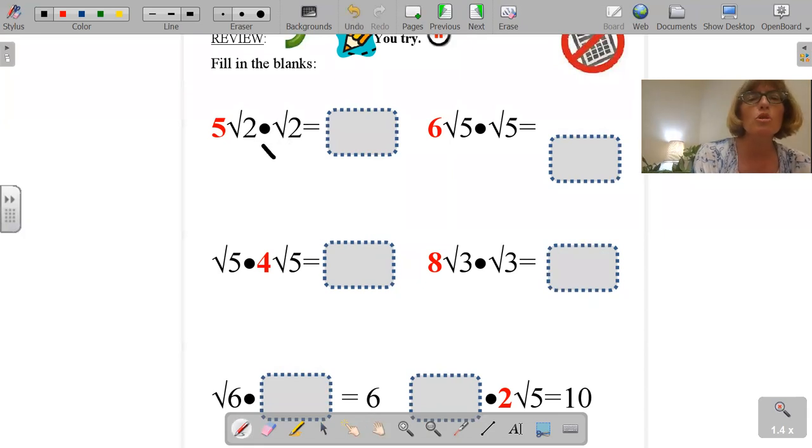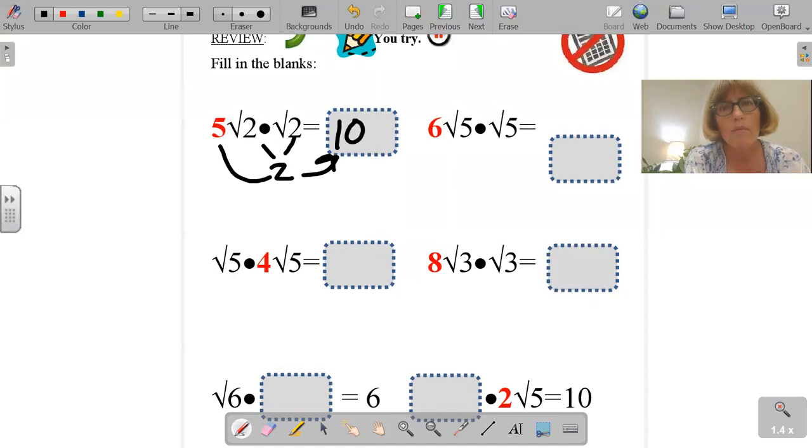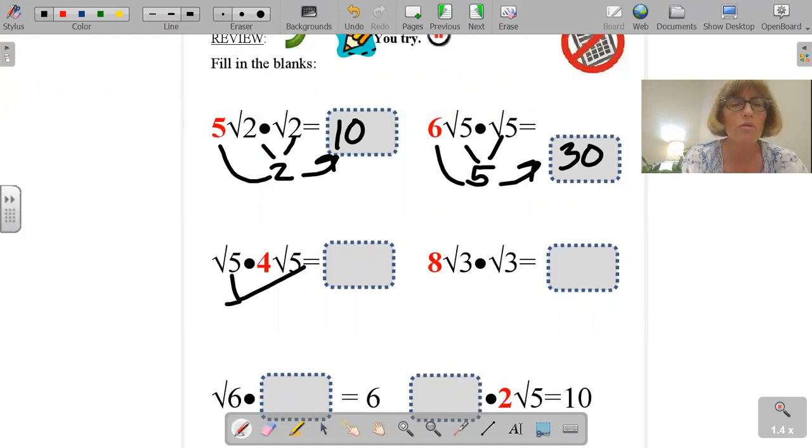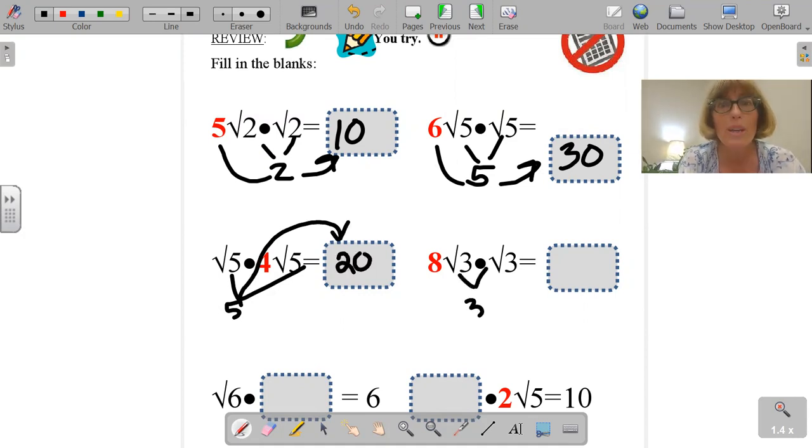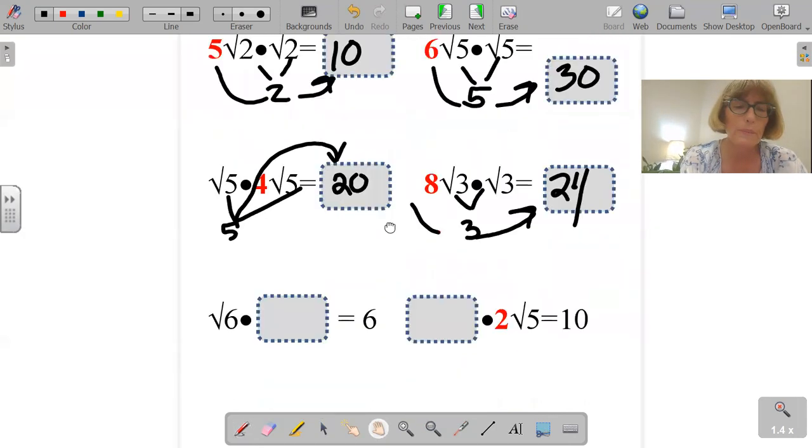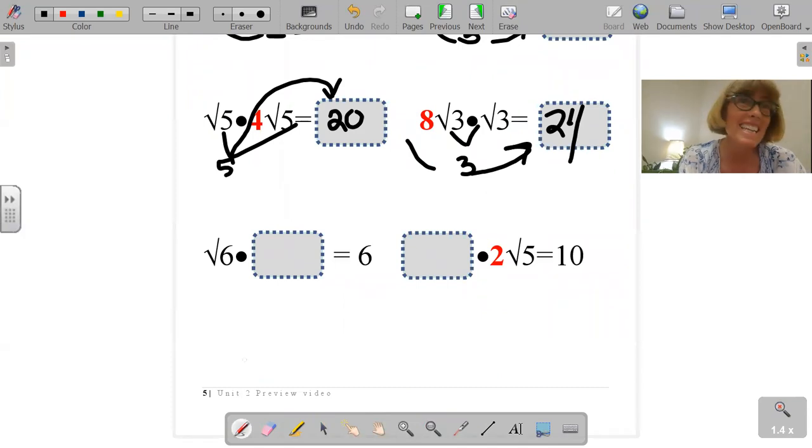Root 2 times root 2 is 2. 5 times 2 is 10. Root 5 times root 5 is 5. 6 times 5 is 30. Root 5 times root 5 is 5. 5 times 4, 20. Root 3 times root 3 is 3. 8 times 3, 24. What? Root 6 times what is 6? That's root 6.